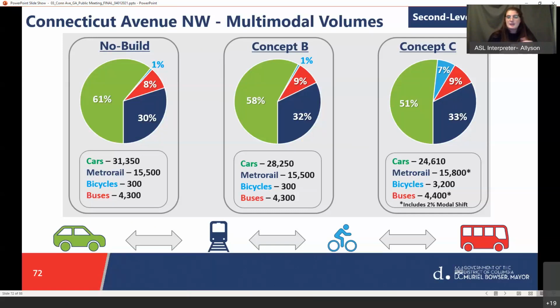When you look at concept C, you see that would create a more balanced multimodal corridor where you go from 61% under no build to 51% under concept C. You can see that we've included bicycle forecasts. We've actually also included a 2% modal shift. Although our traffic model does not include that, we're aware that a small amount of diversion would actually occur to public facilities like metro rail and buses. Next slide, please.